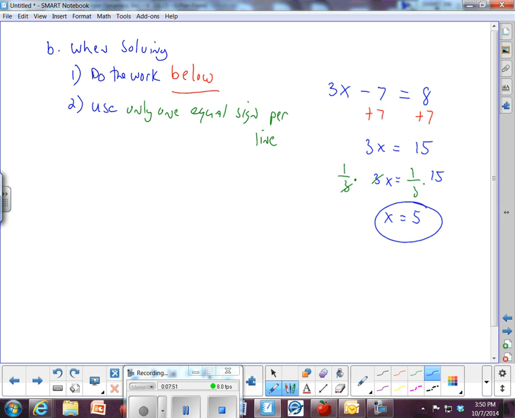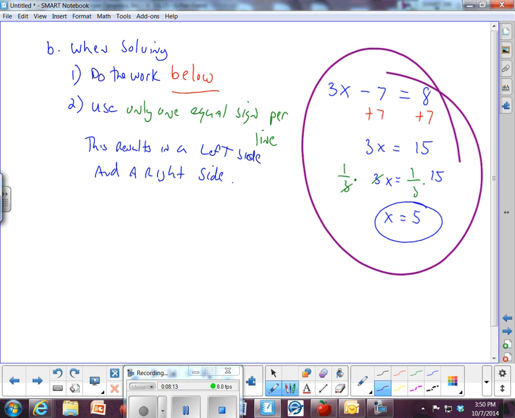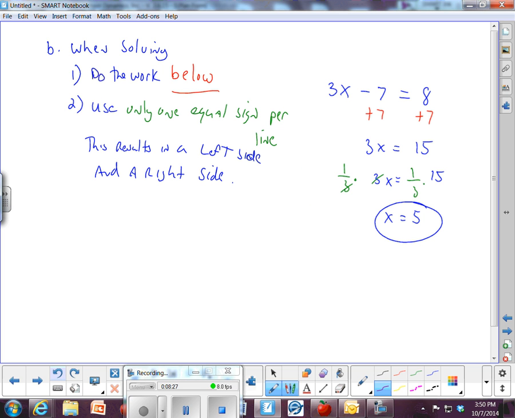And again, this results in a left side and a right side. These are the little things that make you good at math. Let me let you in on a secret. You know what happens a lot of times in solving equations? Students know what to do, but they make mistakes. And you make more mistakes when you don't follow good procedure.